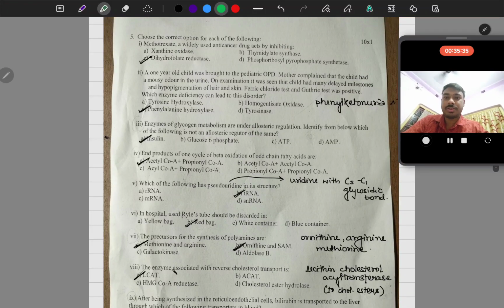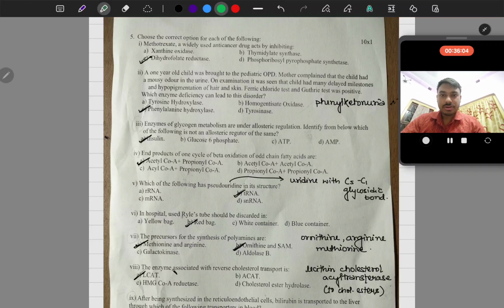First question: methotrexate, a widely used anti-cancer drug, acts by inhibiting what? The answer is dihydrofolate reductase. Methotrexate affects dihydrofolate reductase, thus the folate metabolism is altered, and folate or folic acid is much more required for cell formation. If it is reduced, then the cancer cells will die off.